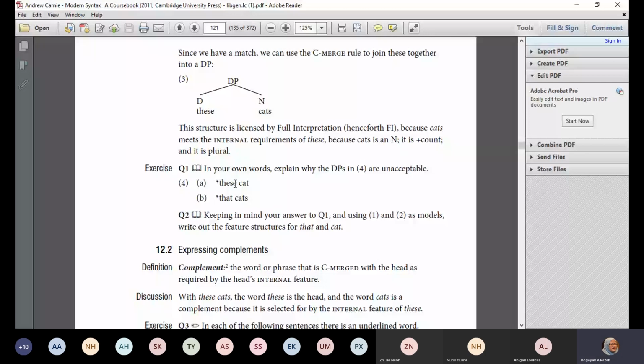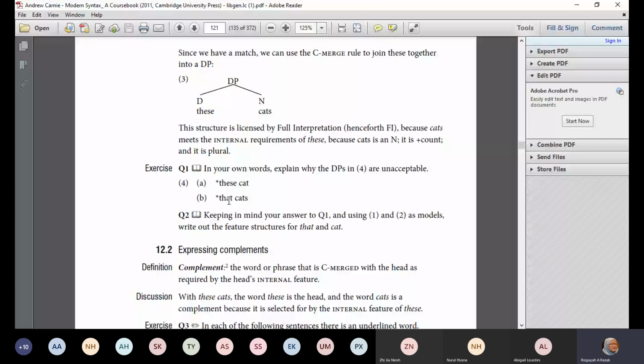So in the internal specification of the determiner these, it will have the noun also having the feature plural. However, cat is a singular, is one cat. So being that, they are not compatible. They are not acceptable. What about that cats? That is also not acceptable because you see the asterisk.